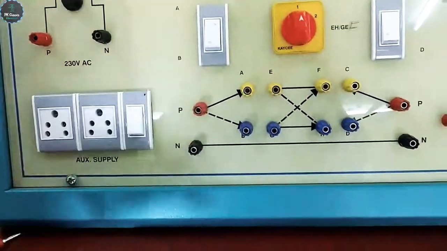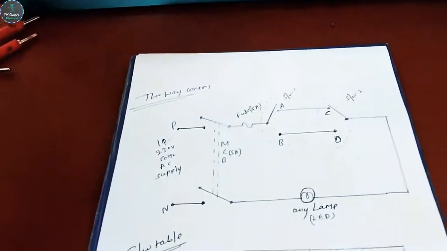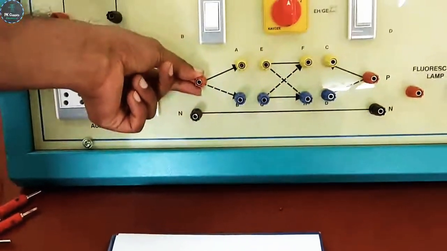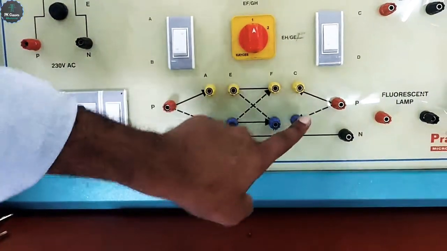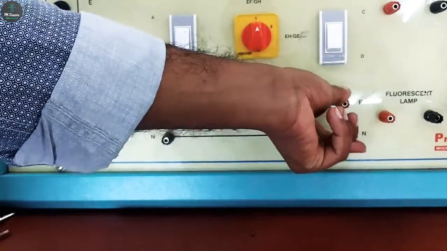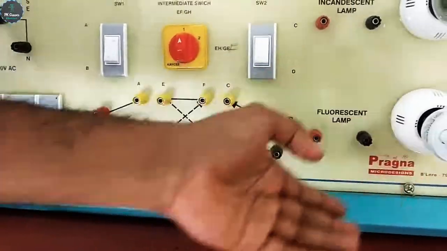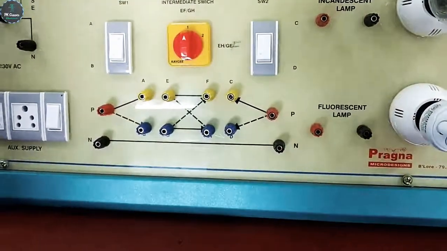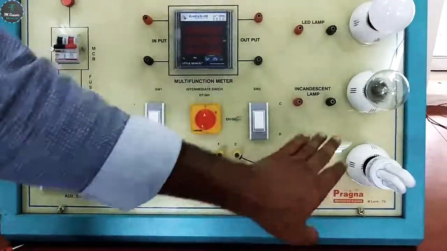See here, phase and neutral. This is phase and this is neutral. Here are A, B and then C, D. Again, phase and neutral on the output side. Then, if you connect this CFL lamp, you can test the experiment. You can connect this lamp or that lamp, as you wish. I just connected the fluorescent lamp.